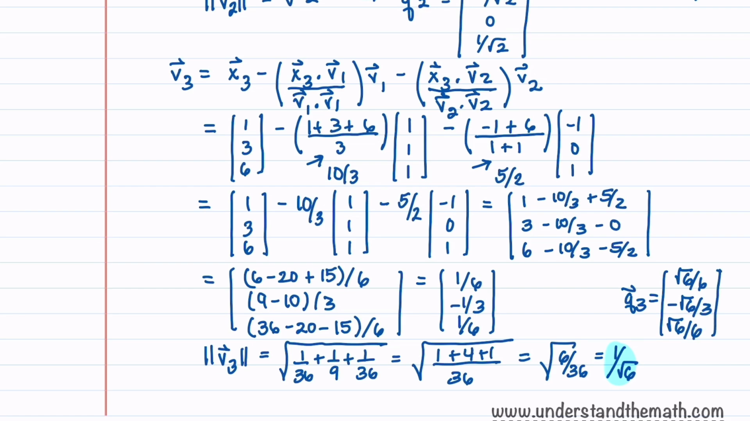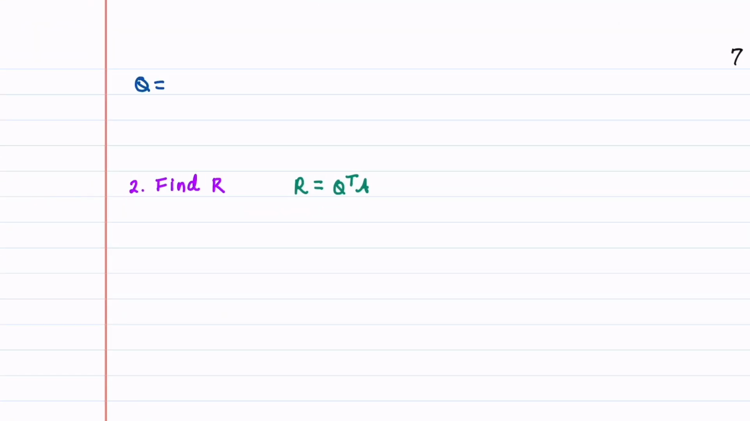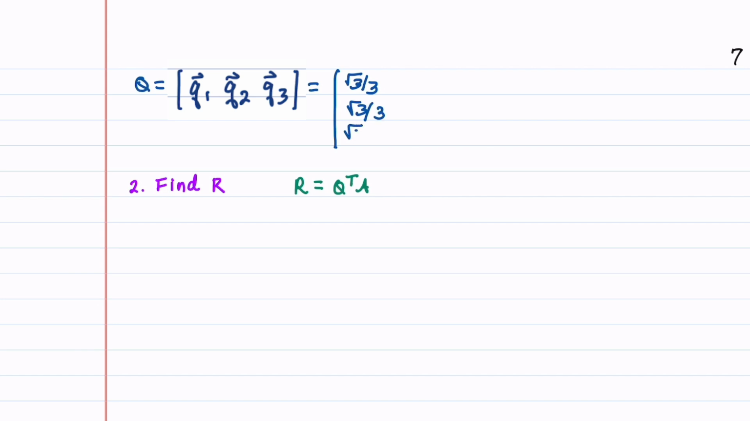Now what we're going to do is grab Q1, Q2, and Q3, and on the next page, we're going to write down matrix Q. Our matrix Q is equal to Q1, Q2, Q3, and from the previous page, these vectors are equal to root 3 over 3, root 3 over 3, and then another root 3 over 3. Q2 is minus root 2 over 2, 0, and root 2 over 2. And then Q3 is root 6 over 6, minus root 6 over 3, and then a root 6 over 6.